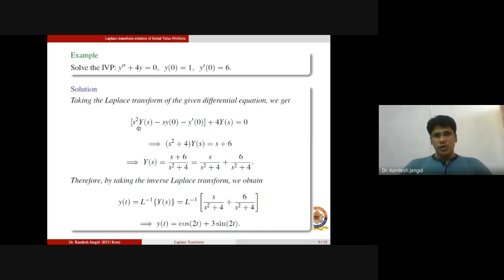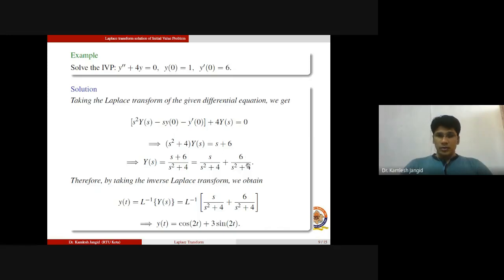So this is s square capital Y minus s times y at 0 minus y prime at 0, plus 4 times the Laplace transform of y, which is capital Y, and the right hand side is 0. Now, if we substitute the value of the function and its derivative at 0 in this relation, then we get (s square plus 4) times capital Y equals s plus 6. Now, if we simplify this relation for capital Y, then we get (s plus 6) upon (s square plus 4). If we simplify this again, then we get s upon (s square plus 4) plus 6 upon (s square plus 4).